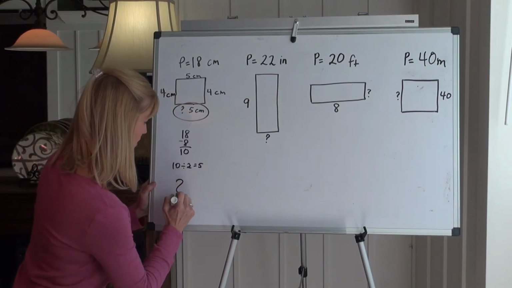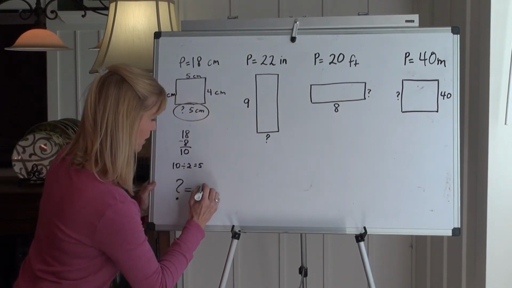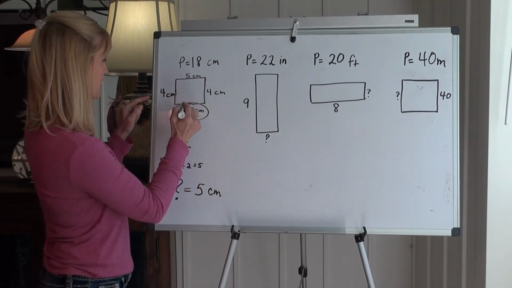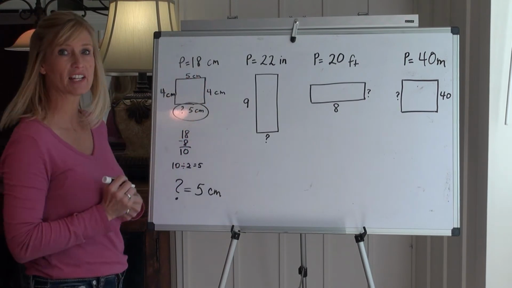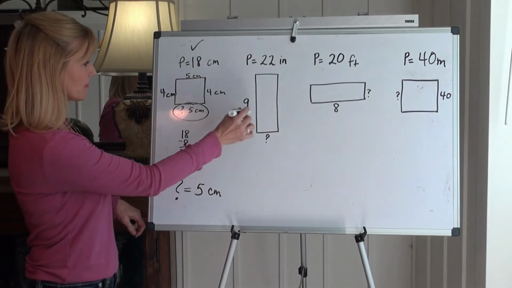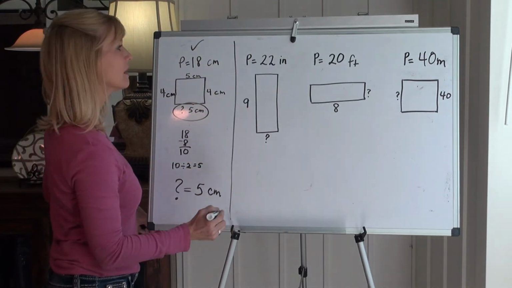That's going to be my answer. Missing side equals 5 centimeters. 5 plus 5 is 10. 10 plus 8 is 18. That is a correct answer. So that's how we figure out that one. Let's look at this one.